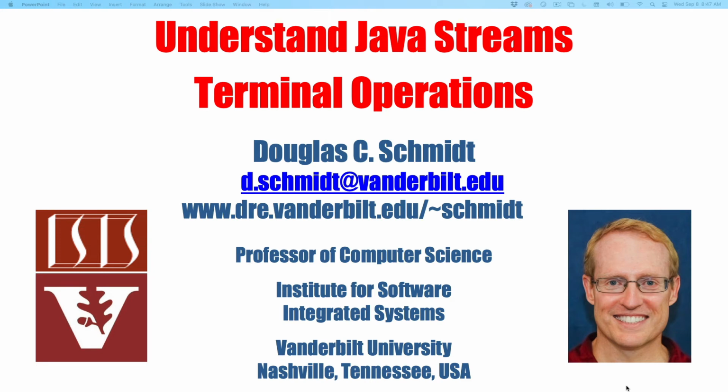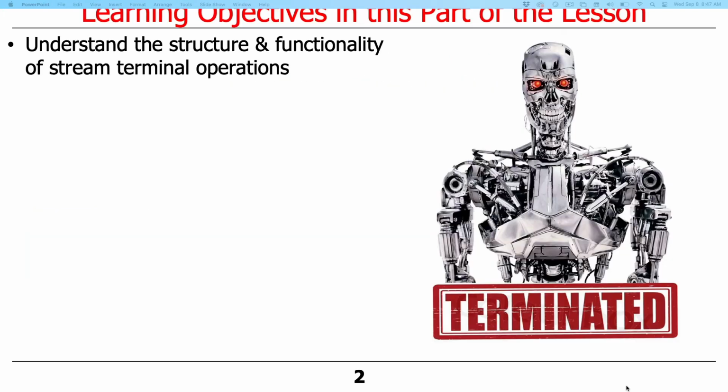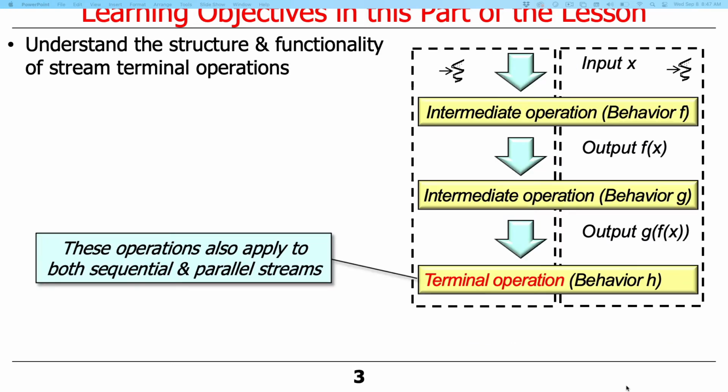Now that we've talked about Java factory methods and intermediate operations, it's time to turn our attention to the end of the chain, the end of the road, if you will, which are the terminal operations. We'll be talking about the structure and functionality of Java Stream's terminal operations, the purpose of which, of course, is to terminate the stream, like the Terminator. The operations we're going to be describing here apply to both sequential and parallel streams, which is pretty cool. So once you learn them for one configuration, they work just as well in the other.